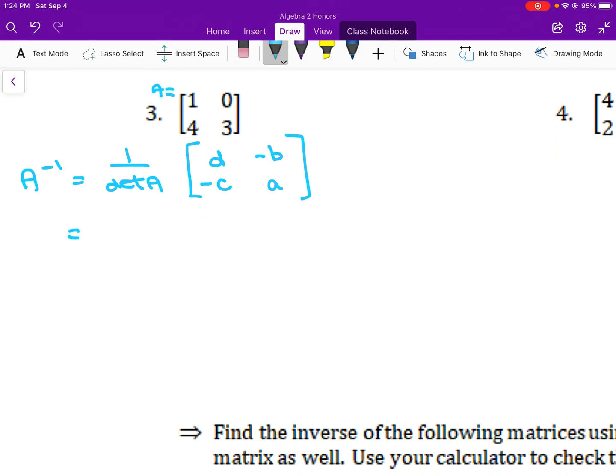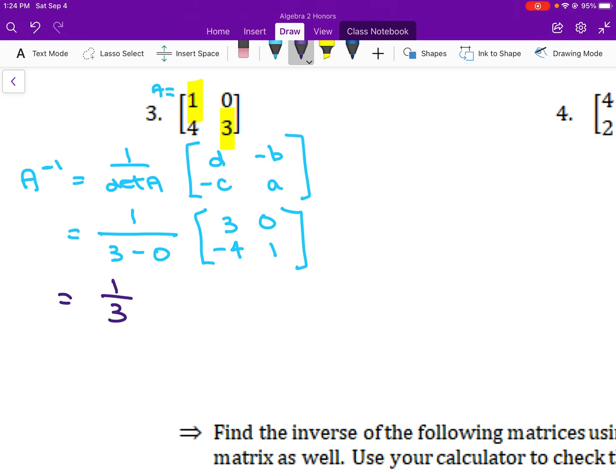Okay, so if I go and take my determinant here, I have 1 over my products. So 1 times 3 is 3, minus 4 times 0 is 0. And then my special matrix, if I do this little switch around, I have a 3 here, negative 4, 1, and 0, right? Because I'm just interchanging these two and then negating or changing the signs on the other 2 numbers. So if I simplify, I have 1/3 times this whole matrix, 3, negative 4, 0, and 1.